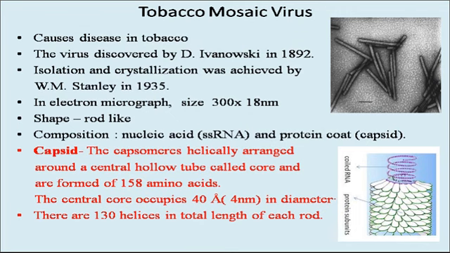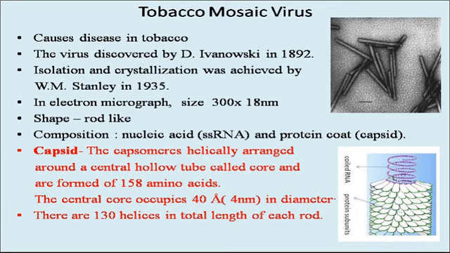An electron micrographic study shows that TMV particles are rod shaped with 300 nanometer height and 18 nanometer diameter. They consist of nucleic acid, that is single stranded RNA, which is the genetic material of TMV, and this is surrounded by a protein coat that is known as capsid.